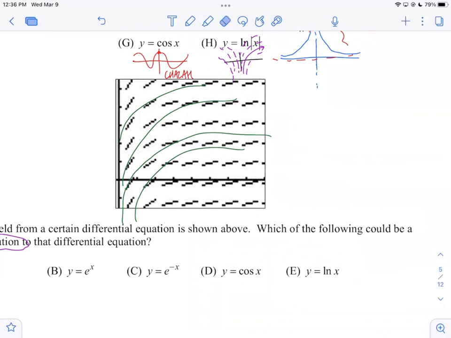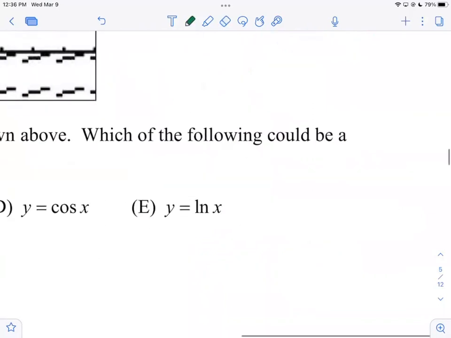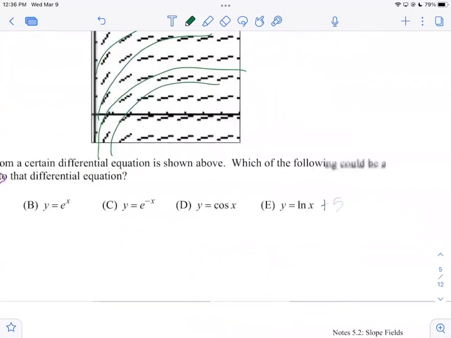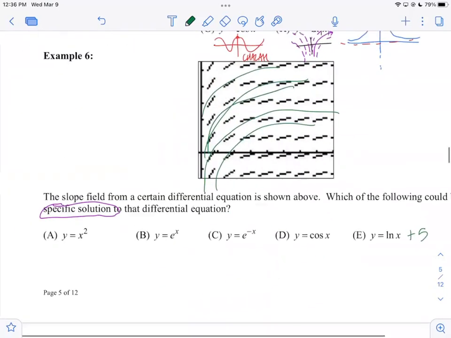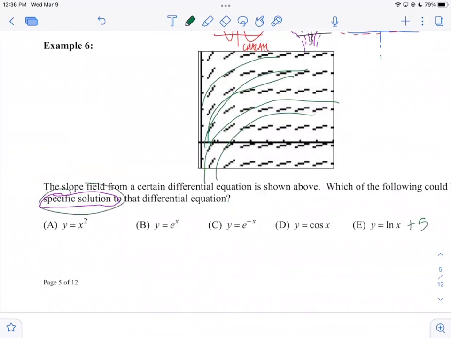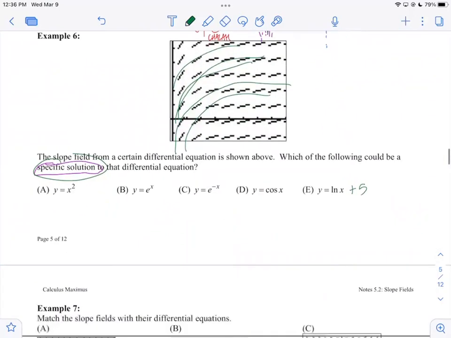Hey, what if the answer choice natural log of x were not there, but natural log of x plus 5 were? Would that still be correct? Yes, because it says which of the following could be a specific solution. Plus C. Yeah, plus C.